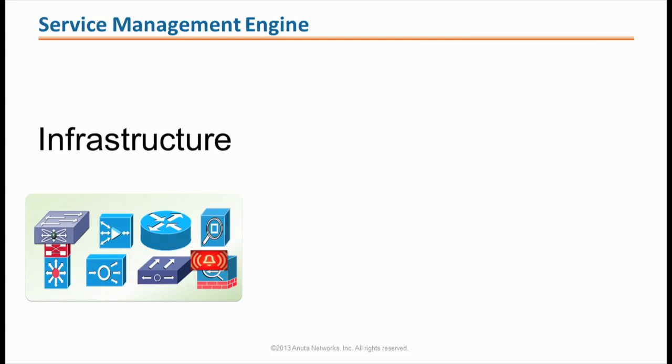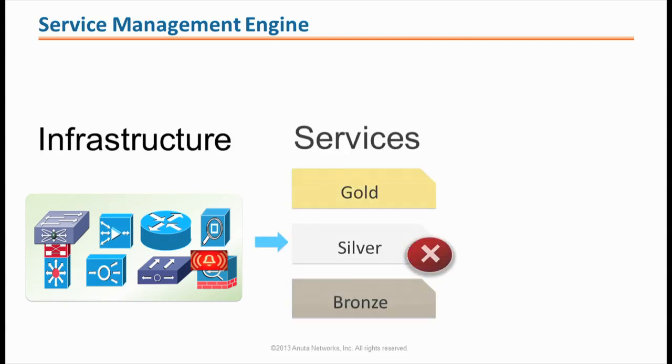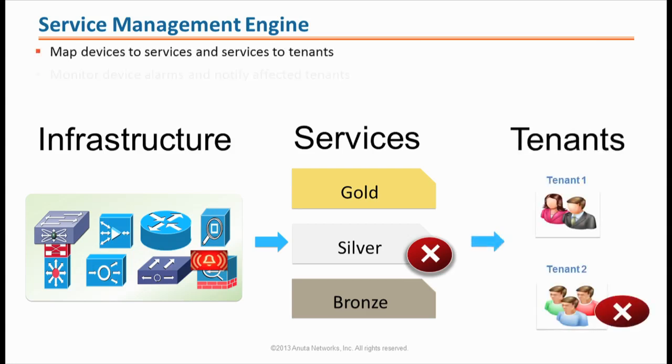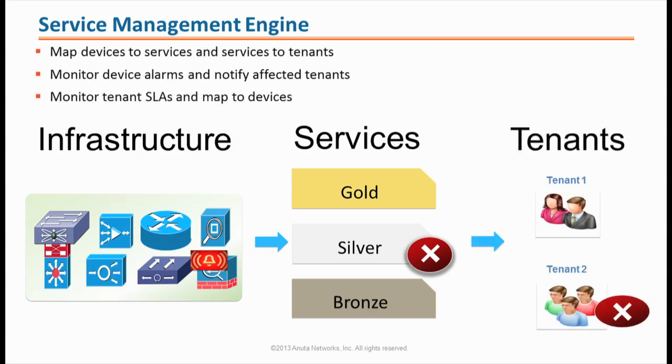We use that information to manage those services. For example, if there is an alarm on the network side, or a device down or an interface down, we can map it to the service that is getting affected by that alarm and generate a service level alert. And we can also map which tenants are going to be affected by that alarm.